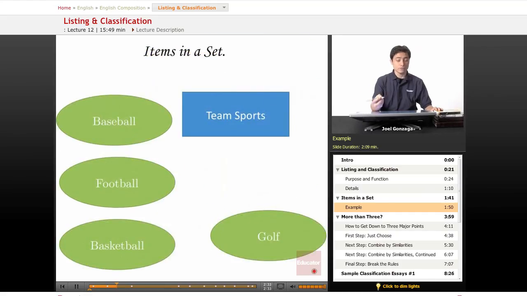So what I would do is I would call this larger category team sports, and I would put basketball, football, and baseball in it, and golf right over here, that kind of belongs in its own little land, and we're not worrying about that right now. Notice, I have three major supporting details now. I could write an essay if I wanted to.